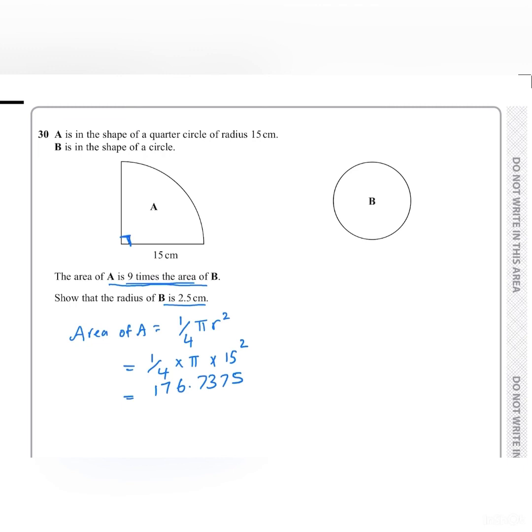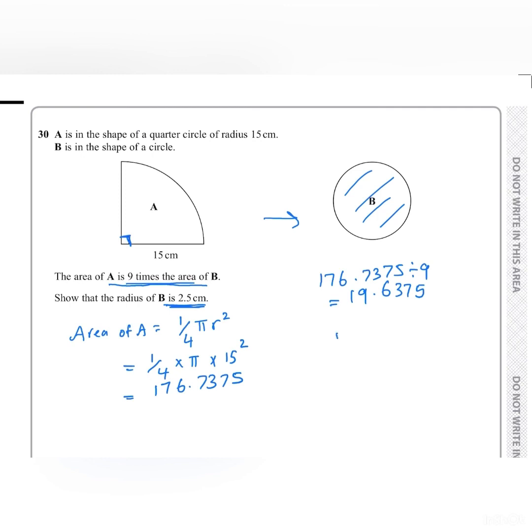And then it says the area of A is 9 times the area of B. So basically, we need to divide this area, 176.7375, by 9, to find the area of this circle. Okay, so that is 19.6375. Now, how do we show that the radius of B is 2.5?